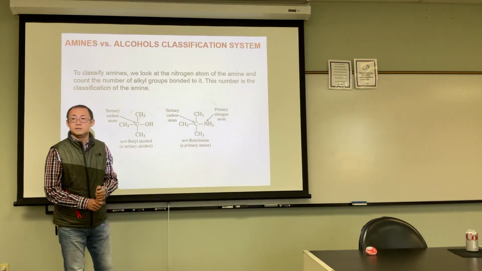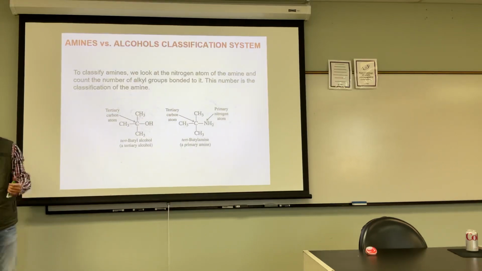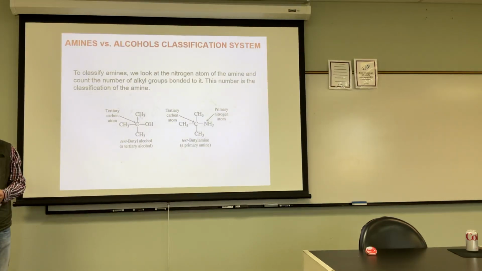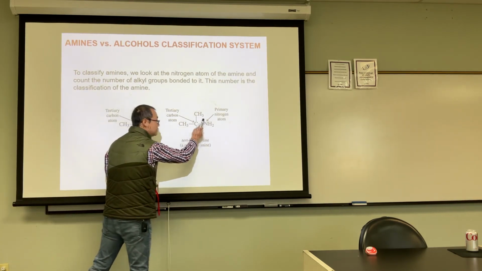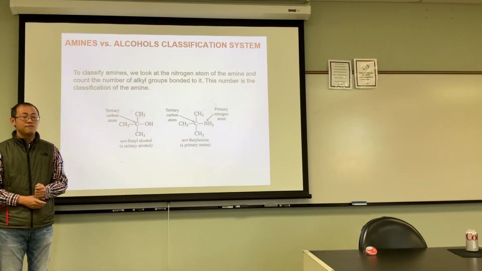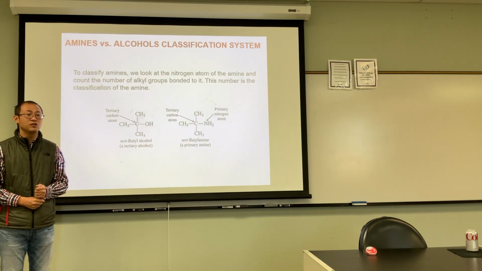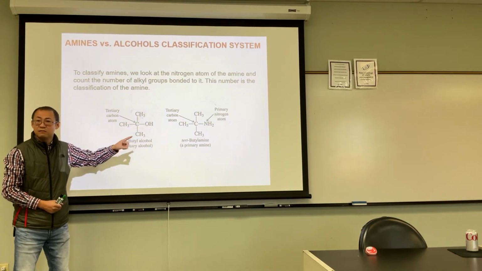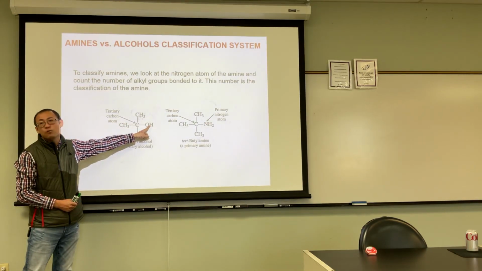Primary amine. That's the biggest difference. The concept is the same, but you look at different atoms. For amine classification, you look at what? Nitrogen. Okay, you look at the nitrogen. For alcohol classification, you look at what? The C. That is directly bonding with what?